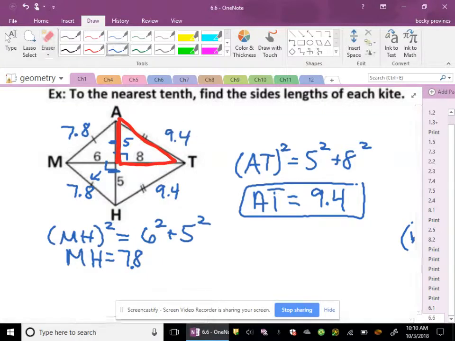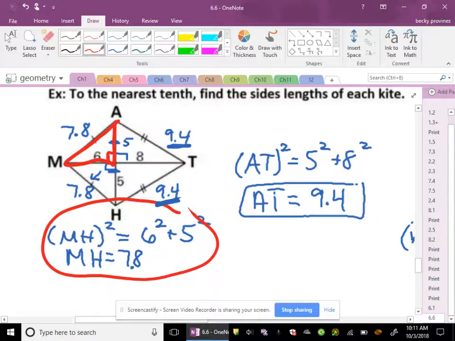Now, remember, it's an isosceles triangle. So if this is 9.4, you know this side is 9.4. We're going to do something very similar on the other side. This is a little right triangle. We know that's a right angle. We have a 6 and a 5. Right down here, I wrote MH, and it would be the same thing as MA because they're both the same. I plugged in 6 squared and 5 squared. I did my Pythagorean theorem, and I get that both MA and MH are 5.8.